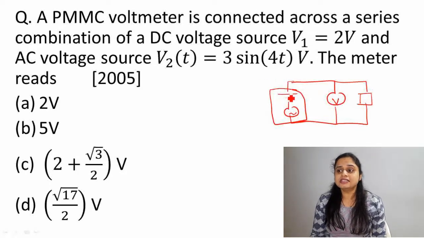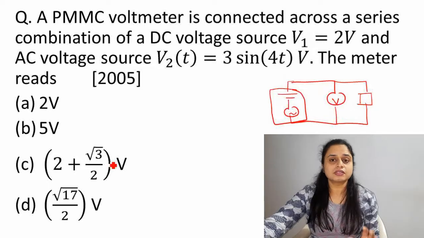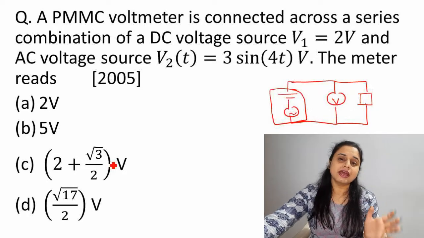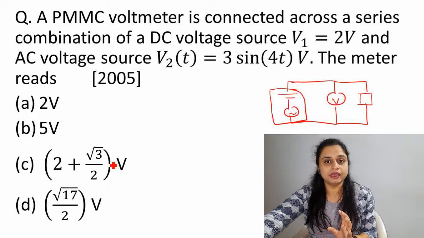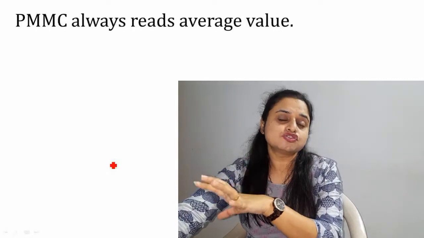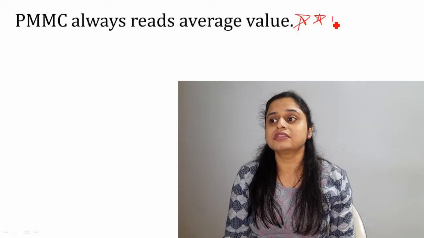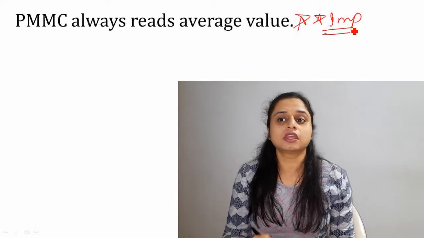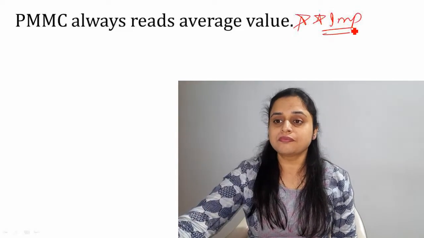Here it is given that DC and AC are combined. That means both are connected in series, and after that we have to find out the reading of that meter. That means this meter always reads the average value. Clear? So consider first the DC supply individually and the AC supply individually. After that we will see what will be the series combination. I told you that PMMC instrument always reads the average value. This is the most important thing. So first of all, consider the DC supply individually.